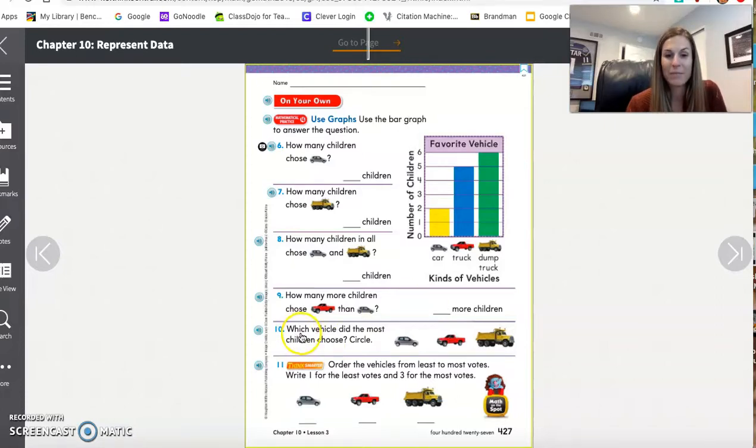Number 10, which vehicle did the most children choose? Look at that bar graph. The most means the longest. So circle one of those.